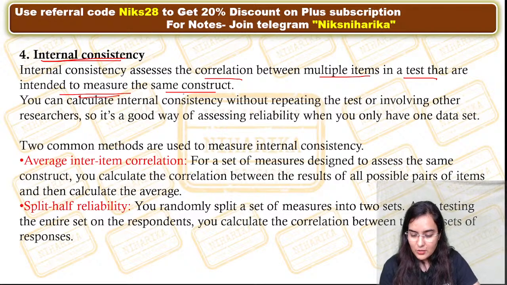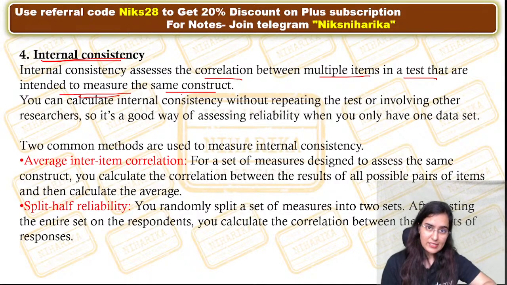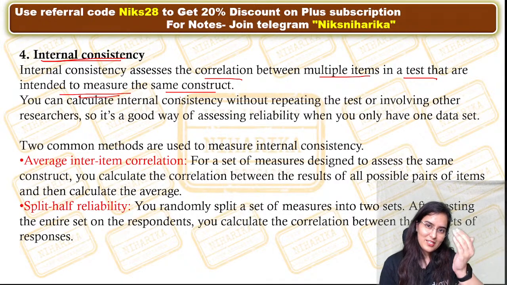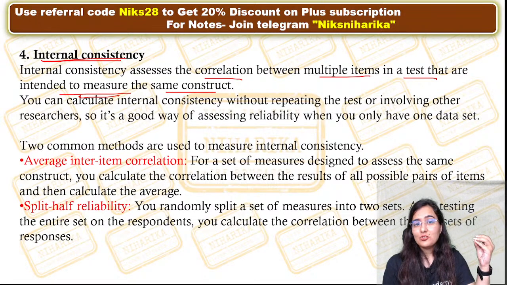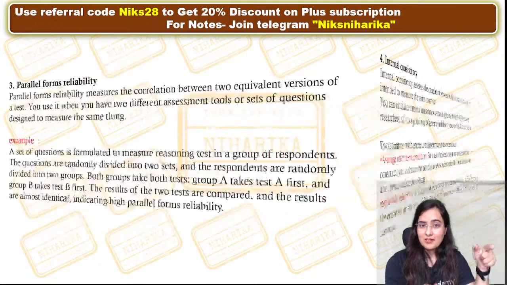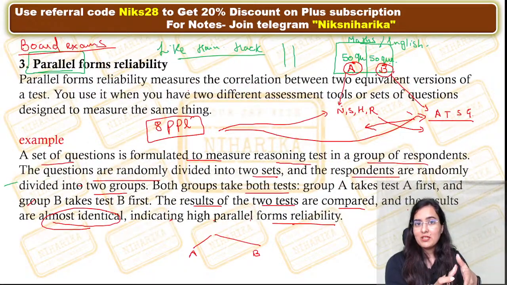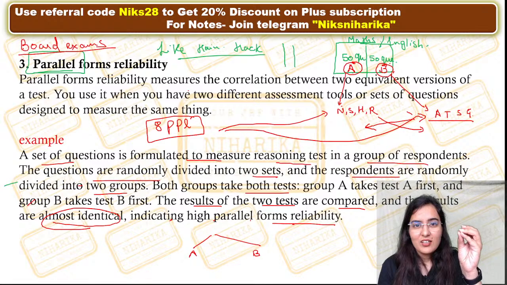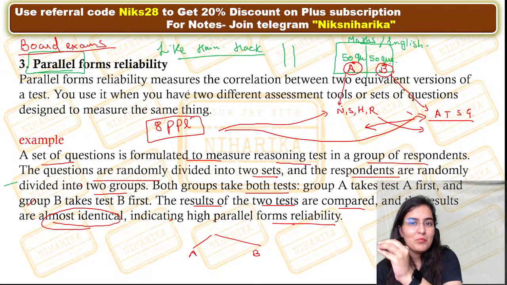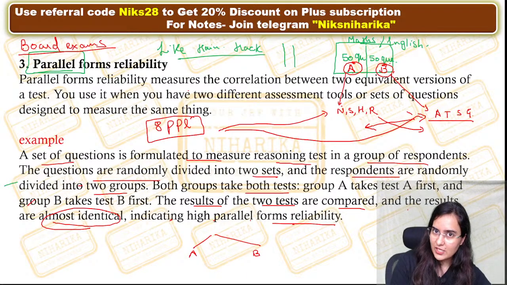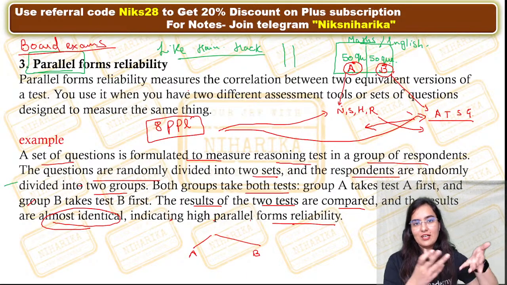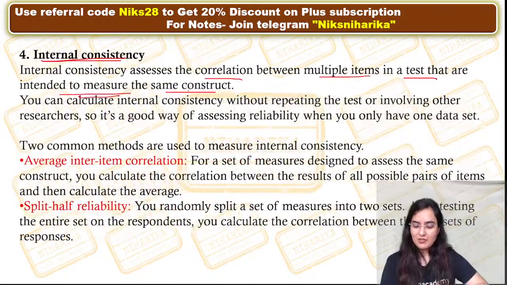But the question numbers are changed. Exactly. Question numbers are changed, but the level of difficulty remains the same. Maybe related to practical questions in that parallel form reliability, maybe instead of 10, in the second paper they will ask 20, and in the third paper they will ask 15. But ultimately the difficulty level will be the same.